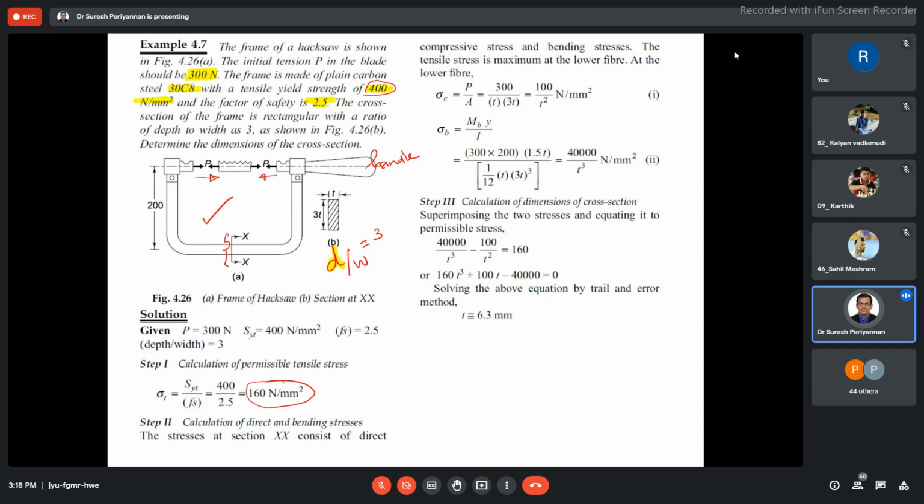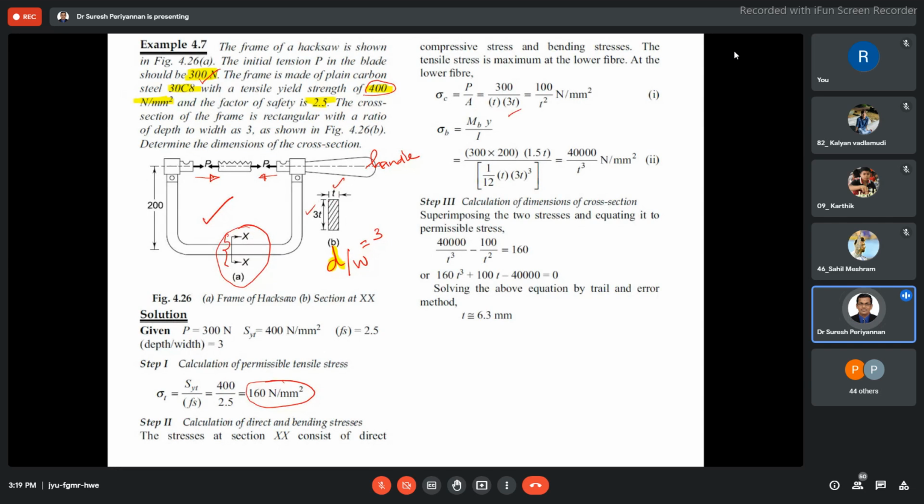First, calculate the direct stress. Direct stress is nothing but force by area, P by A. You see here, this is the XX region. Our interest is this region, and we would like to find out its dimensions. This region is subjected to compressive stress and bending stress. Direct compressive stress is P by A. The load is given, 300 Newton, divided by A. The cross section is given: depth 3t and width t. Substitute here and you get the compressive stress.